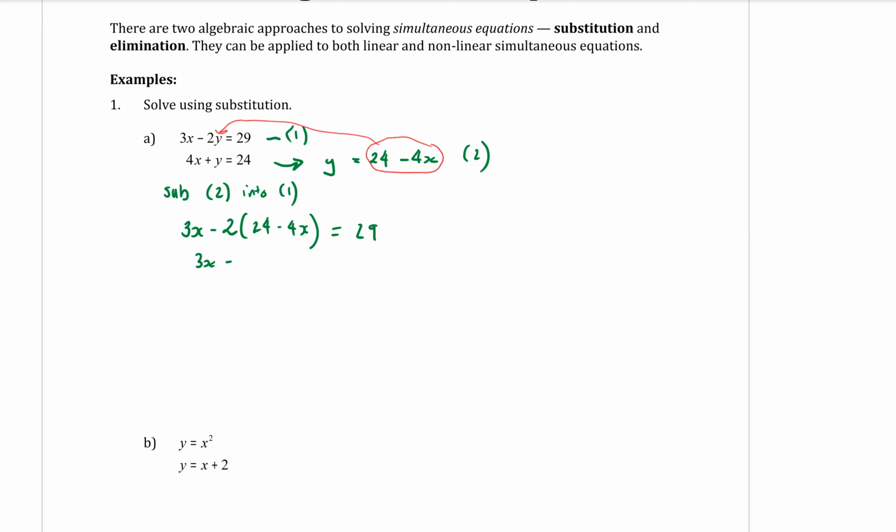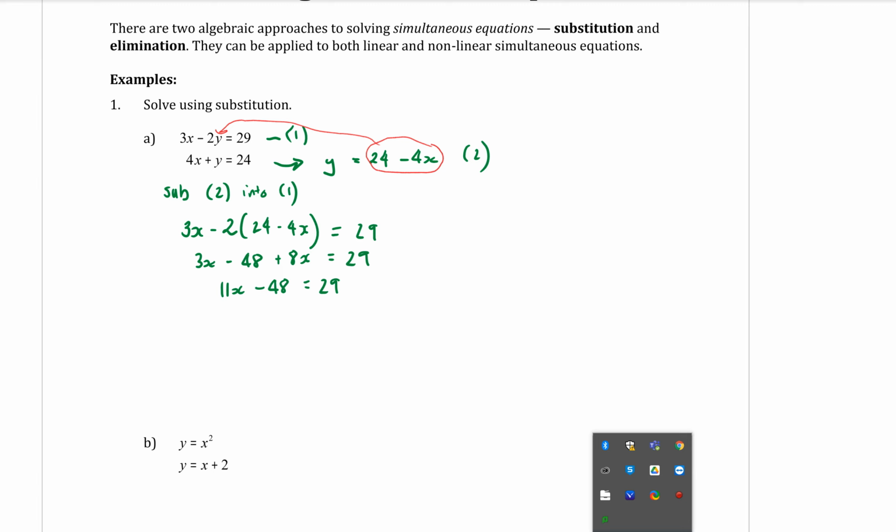Then I have to solve that for x, so we expand the brackets out. 3x minus 48 minus makes a plus, 8x equals 29. Then I've got some like terms to collect there. 3x plus 8x is 11x minus 48 equals 29. And then add the 48 to the other side. 29 plus 48, yep, I can hear the calculators, good, 77. And then divide by 11, and we get 7.